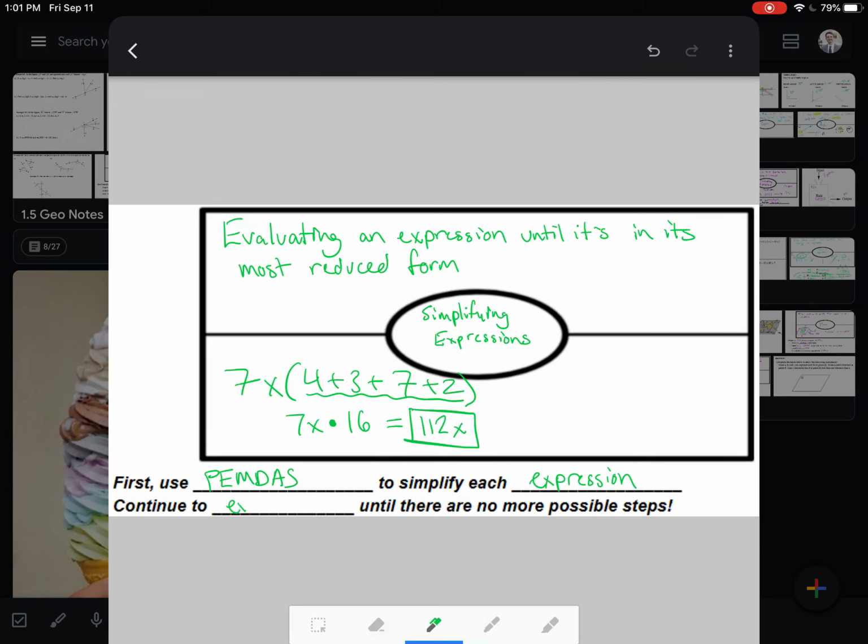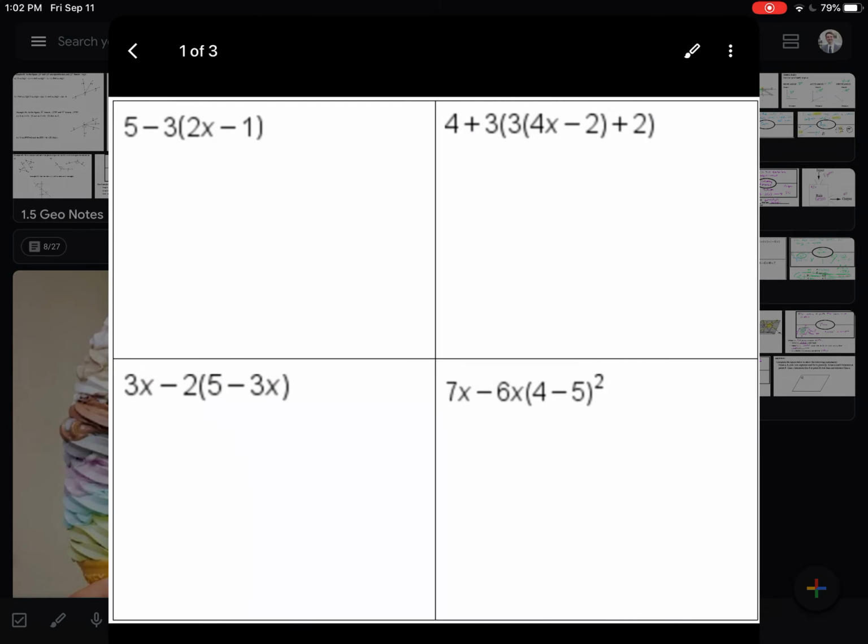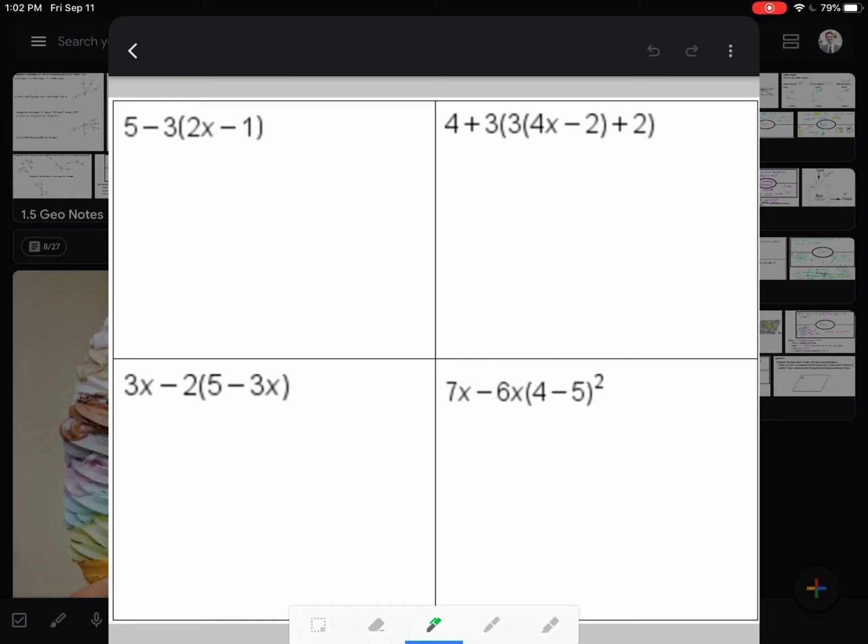And then we continue to evaluate until there's no more possible steps. Until basically we get to that step where there's nothing more that we can do, and that's everything. That's all that we got. All right, so some examples. We're gonna go through the first one together, and I'm gonna have you submit the other 3.